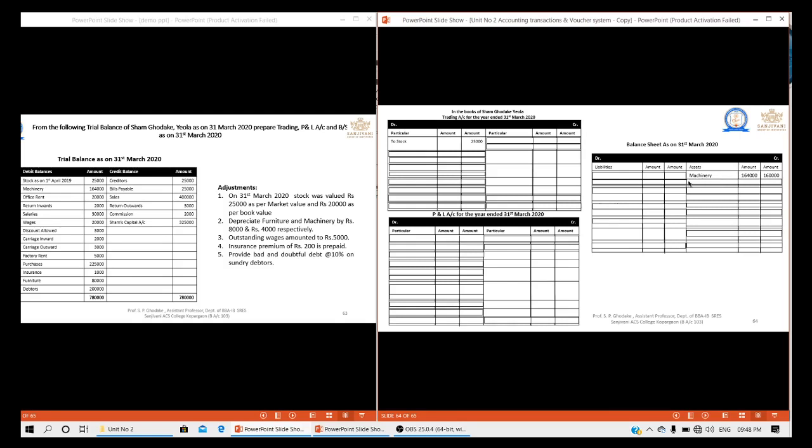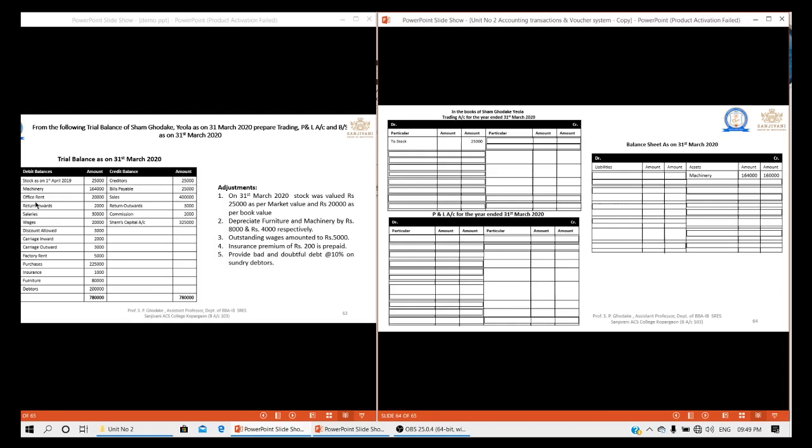Then in a balance sheet we don't have the debits and credits, so it is by mistake. So please remember that on the balance sheet we don't have the debits and credits. So liability amount, assets amount. Then machinery is written as 1,64,000 in the inner column, and after doing the adjustments we will get this figure. How you will get this figure, I'll let you know in the coming part.